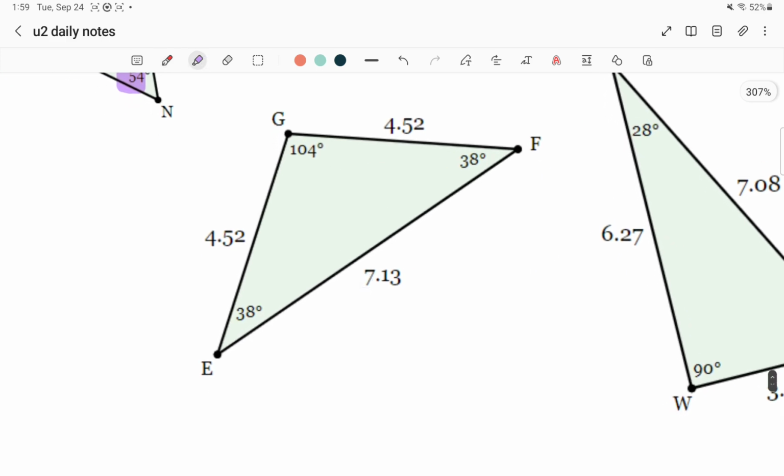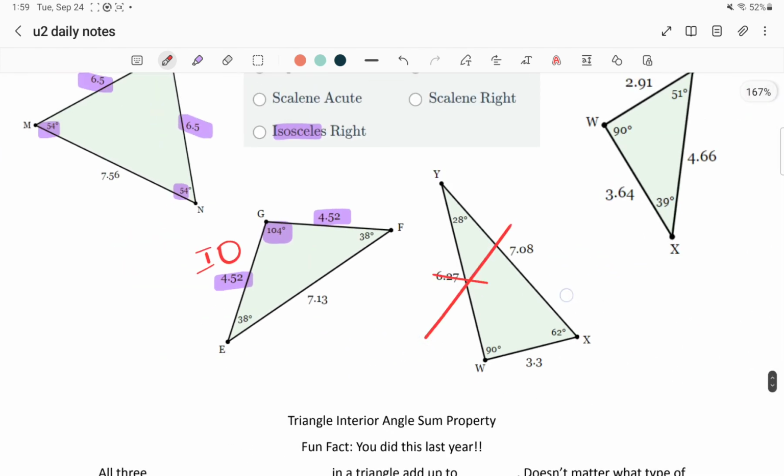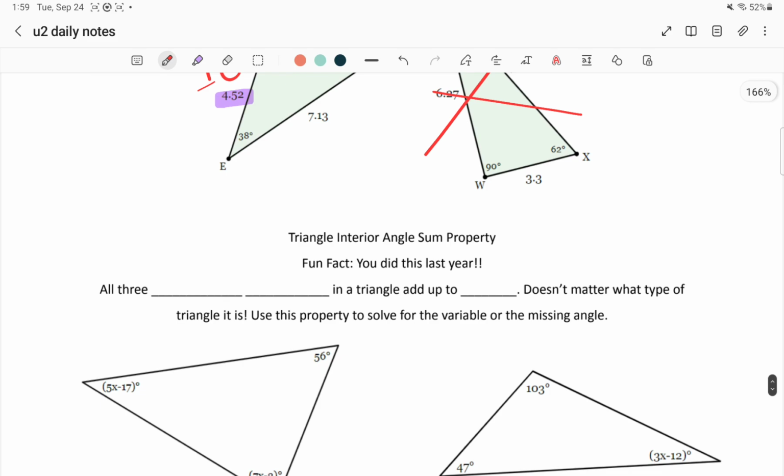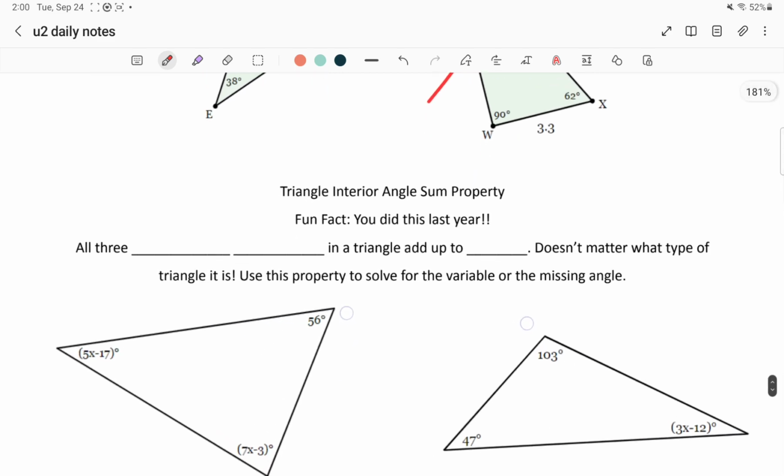One more time. Notice 4.52 shows up twice. So 2 of my sides are equal. That means isosceles again. But this time I see a 104 in a corner. When I have a number bigger than 90, whoop, that is called obtuse. Okay, let's cross those out. So that's the first section of your homework, classifying the triangles, knowing what they look like, okay?